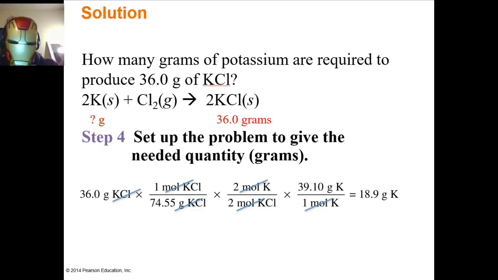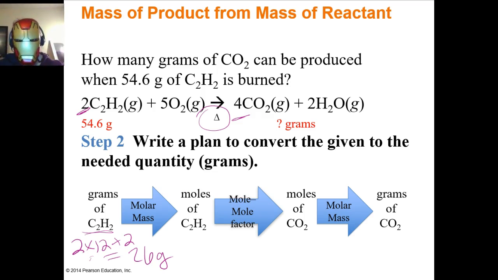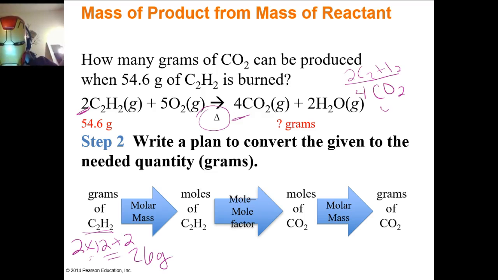So here, our mole ratio is going to be... remember that you could have this either way. You could have 2 acetylenes for 4 carbon dioxides, or you could have 4 carbon dioxides over 2 acetylenes. You're going to use the version that cancels out acetylene and gives you carbon dioxide. So you're going to want the one with carbon dioxide on the top.